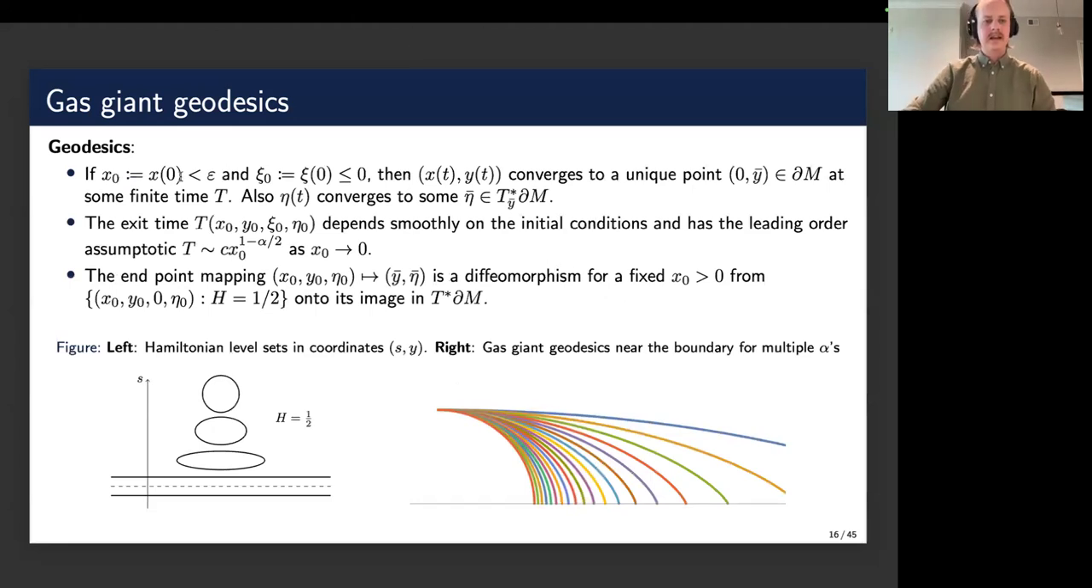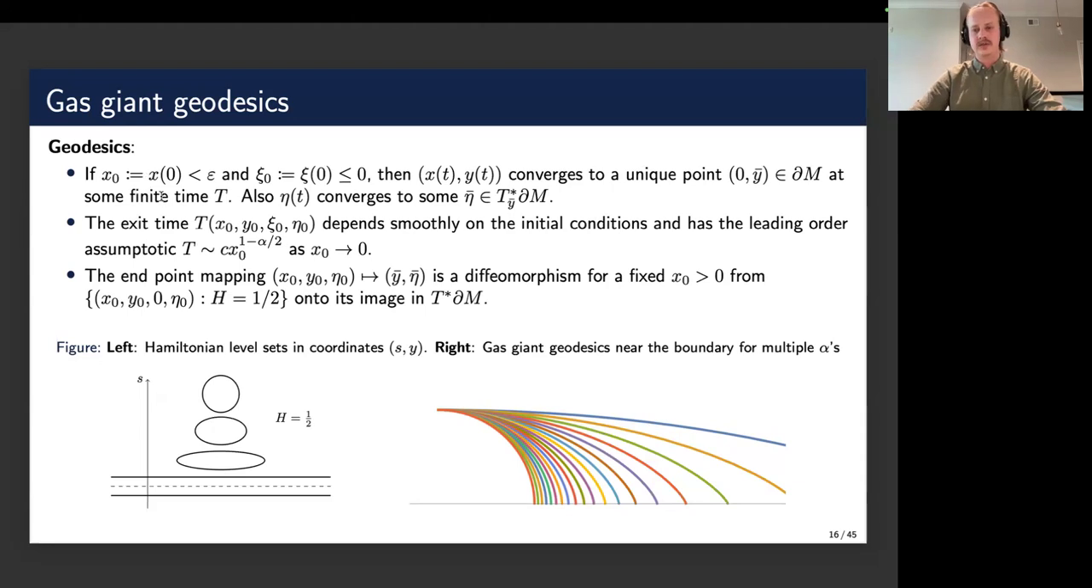So what do geodesics on a manifold like this look like? Let's say we start our flow sufficiently close to the boundary, at distance x less than epsilon to the boundary, and also we start in a direction which is pointing towards the boundary. Then what you can prove is that the geodesic will converge to a unique point on the boundary, and it does so in a finite time, always in a finite time.